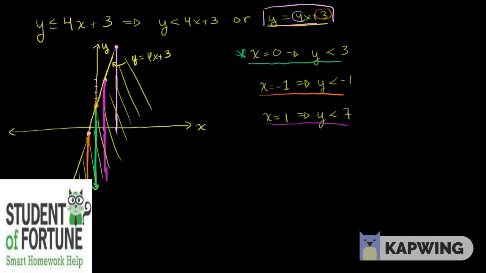Now, if this was just a less than, not less than or equal sign, we would not include the actual line. And the convention to do that is to make the line a dashed line. This would be the situation if we were dealing with just less than 4x plus 3, because in that situation, the line itself wouldn't have satisfied it, just the area below it. Let's do one like that.